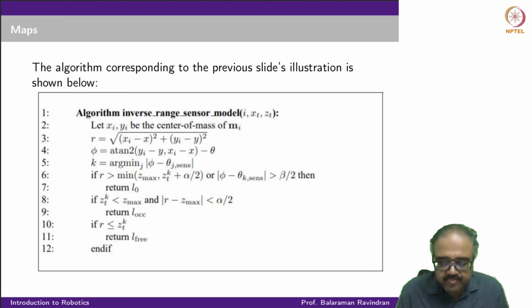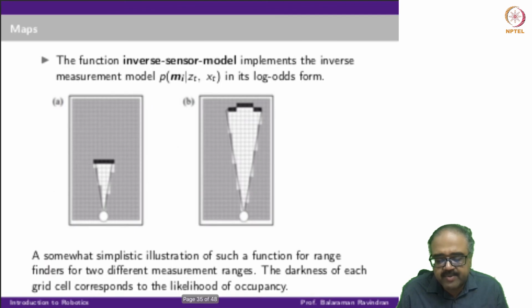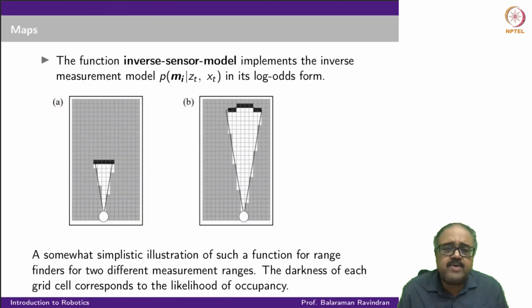So this is how I build up an inverse range map. I've talked about two kinds of maps. One is a feature based map, which is typically more useful when I want to do localization, as we'll see a little later. The other is this kind of location based map, of which the most popular is the occupancy grid map. And we just saw how we can use the binary Bayes filter with static state and an inverse sensor model in order to estimate the occupancy grid map.